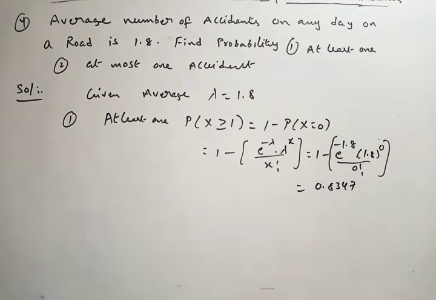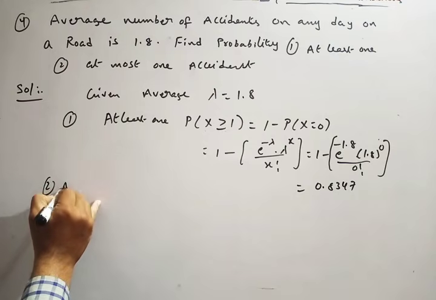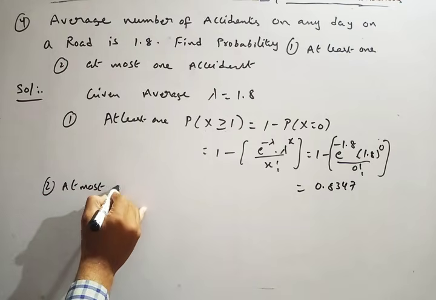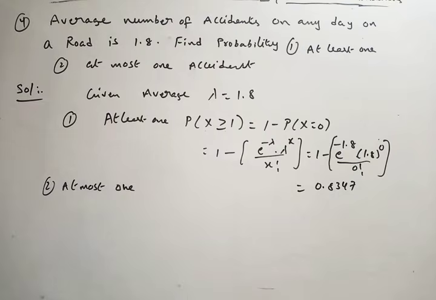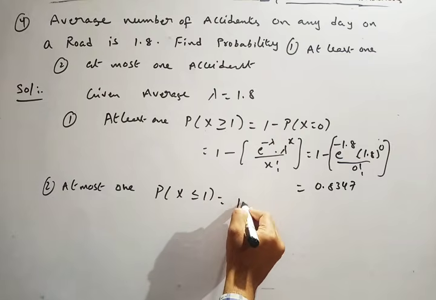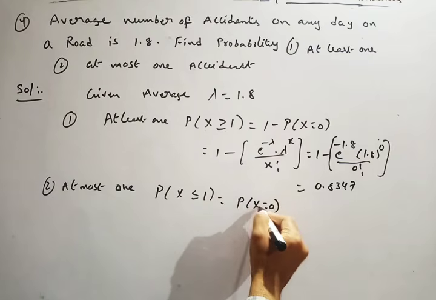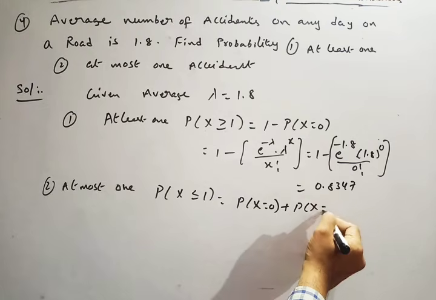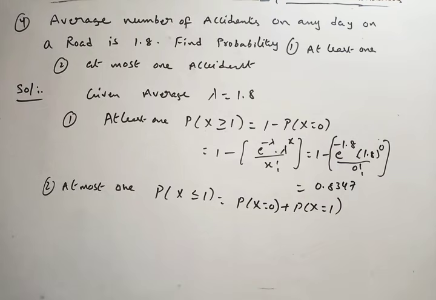0.8347. Next, the second part: what is he asking? At most 1, so the maximum is 1. So X is less than or equal to 1. You can calculate X equal to 0 plus X equal to 1.